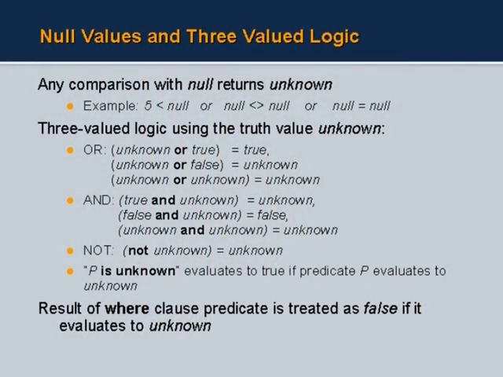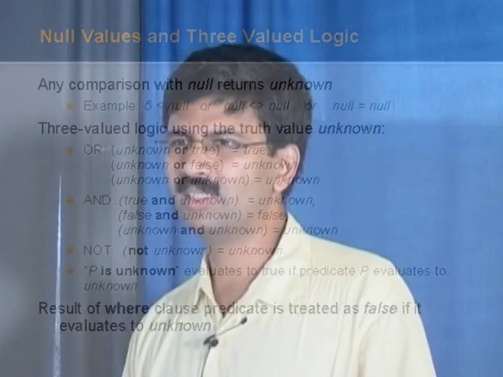Okay, so we saw arithmetic and aggregation with nulls. What about comparison? This is important. What if you, well, you won't say 5 less than null, but go back here and take this query and say select loan number from loan where amount less than 5. What if the amount is null? What should you do?